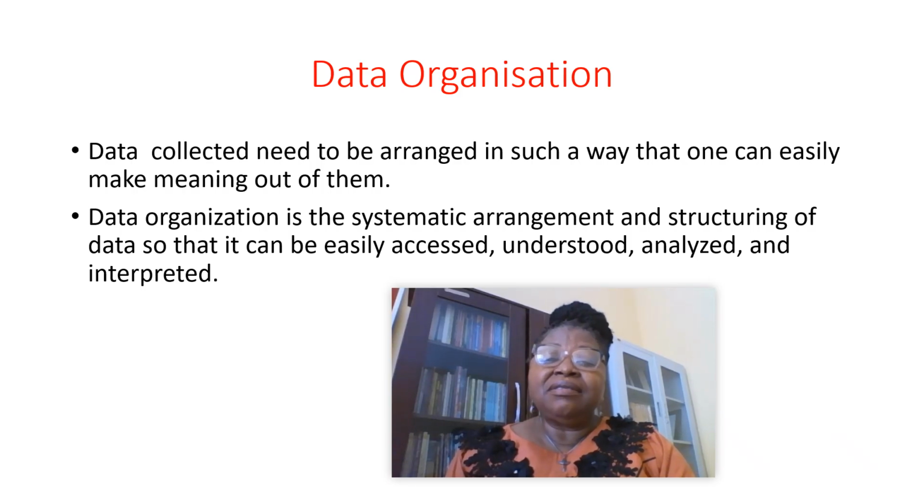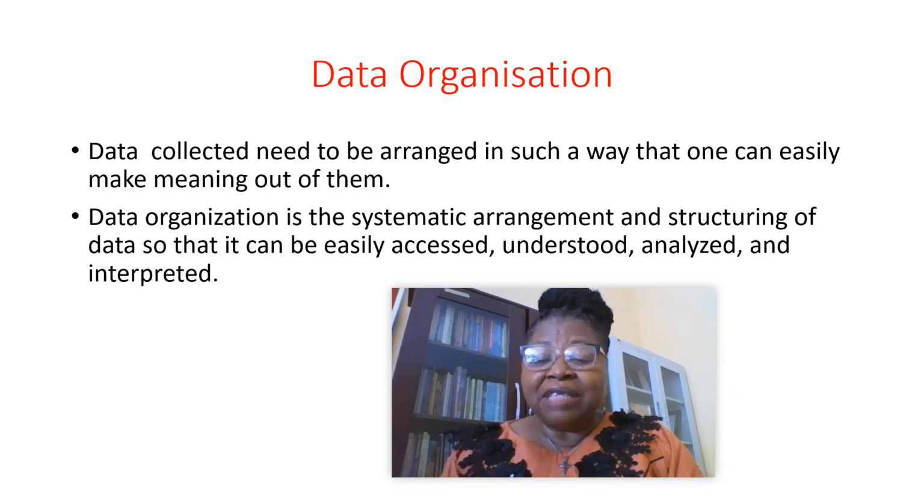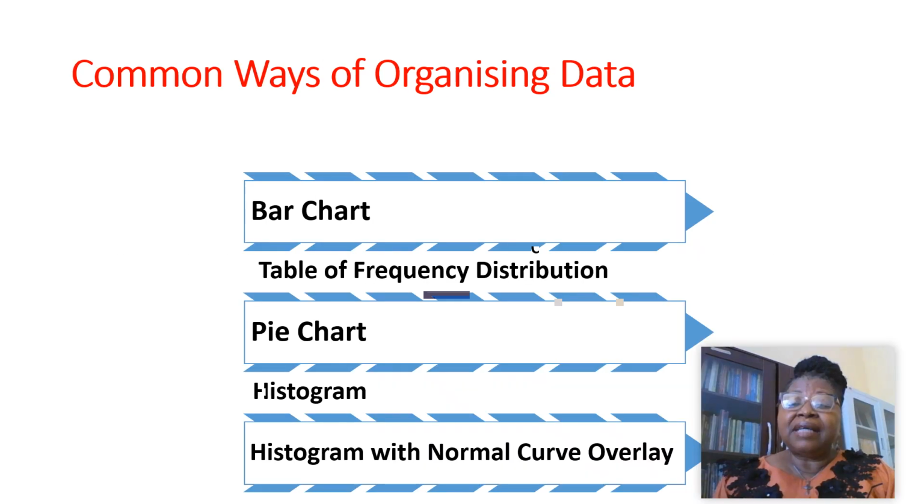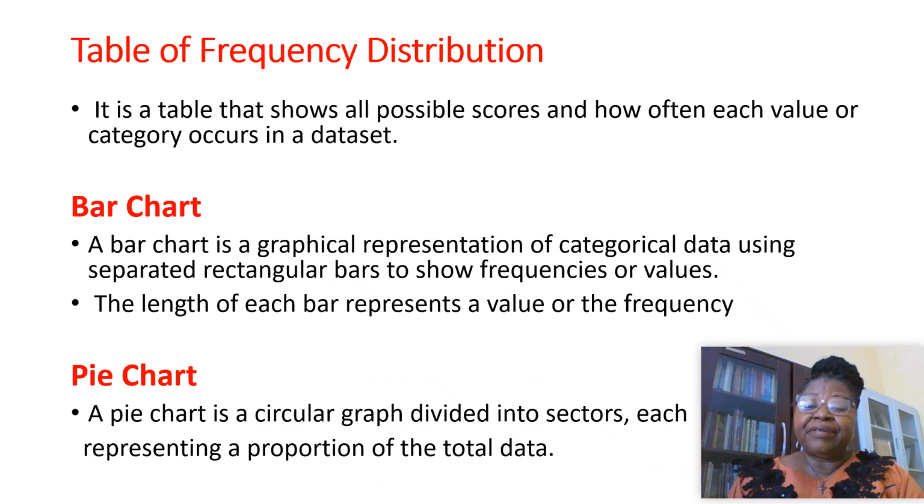What is data organization? After collecting data, you need to analyze it. So data organization is a systematic arrangement and structuring of data so that it can be easily accessed, understood, analyzed, and interpreted. The way you put your data so that people can easily get meaning out of it. Common ways of organizing data include bar charts, table of frequency distribution, pie chart, histogram with normal curve outline.